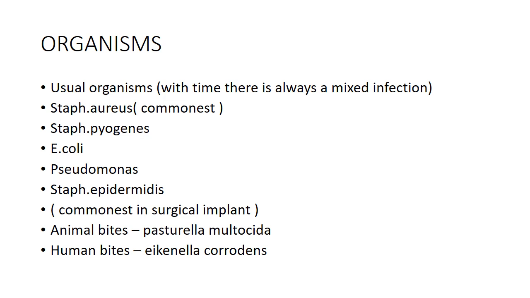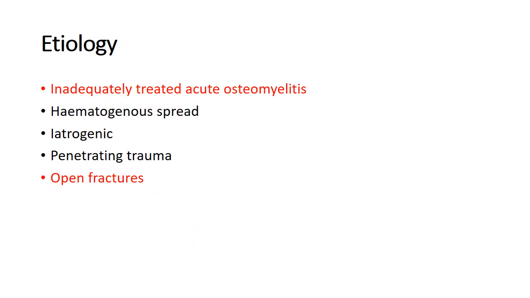The most common organism in animal bites is Pasteurella, and the most common organism in human bites is Eikenella corrodens. The etiology is inadequately treated acute osteomyelitis. If a child or any other patient develops acute osteomyelitis and it is not treated aggressively and thoroughly, it will convert into chronic osteomyelitis. And the other most common cause is open fractures.